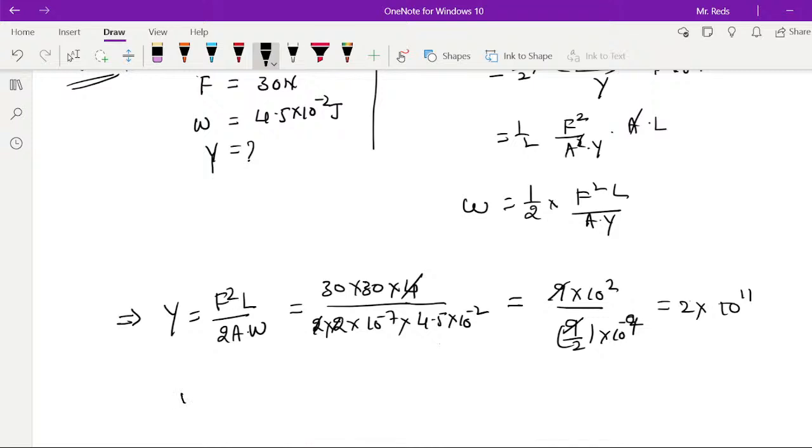So Young's modulus Y is equal to 2 into 10 power 11. All are in SI units only, so the unit of Young's modulus should be Newton per meter square or Pascal, and this will be the value. Is there such an option, 2 into 10 power 11? Yes, option 1 is the right one. This is how you have to do it. That's it.